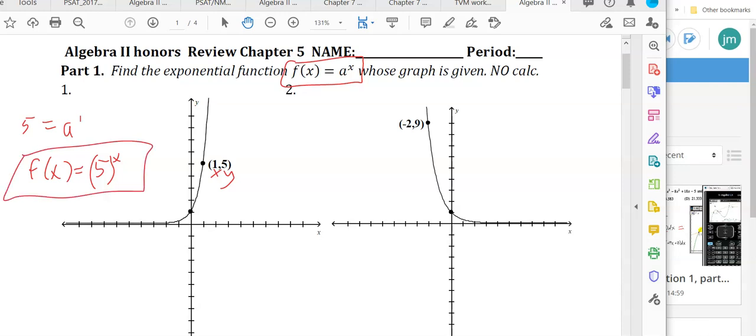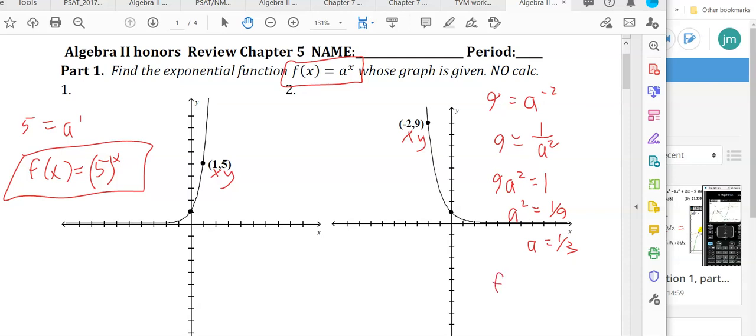Same thing over here. We're going to plug in our x, plug in our y, see what happens. This might be more difficult than that one. 9 equals a to the negative 2. That is more difficult. So this would be 1 over a squared equals 9. So 9a squared equals 1. So a squared equals 1/9. So a equals 1/3. I know it's positive, not negative, because of the way the graph looks.